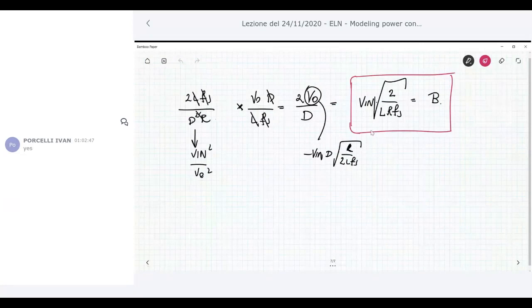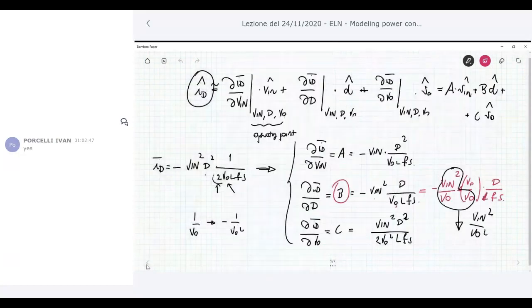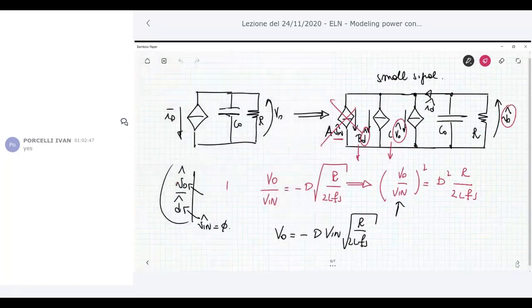Inside there is no V naught. Okay, it's just V in. Okay, it can be something good. And now look at what happens here. You have again the coefficient C, V in square over V naught square. So something which is, say, related to this expression here.